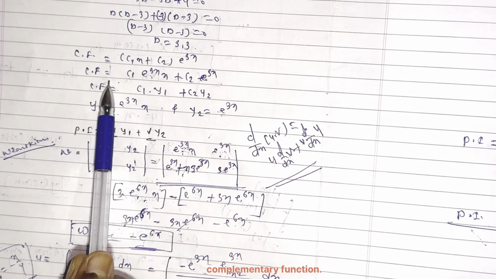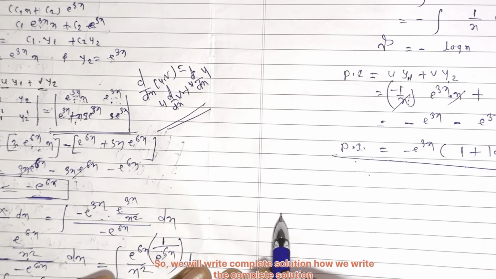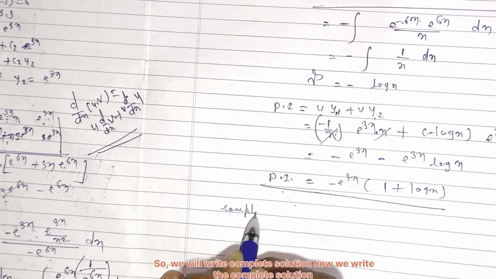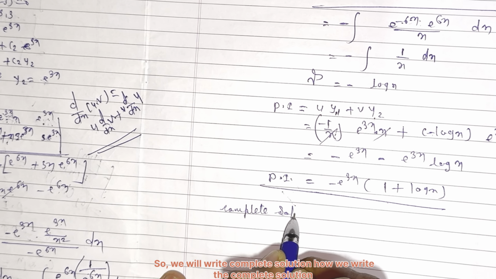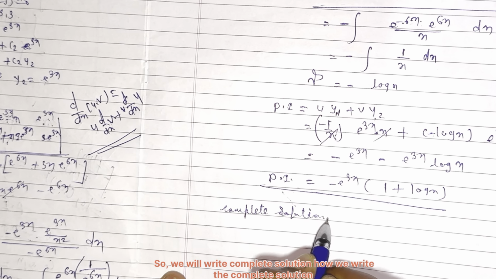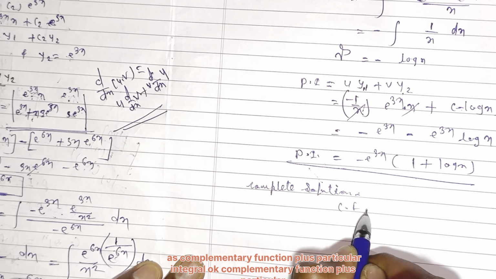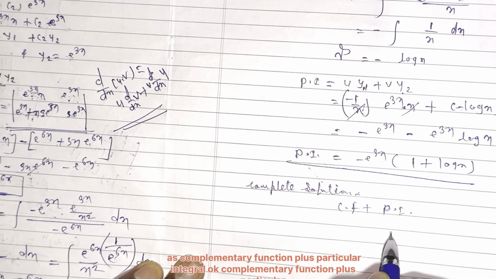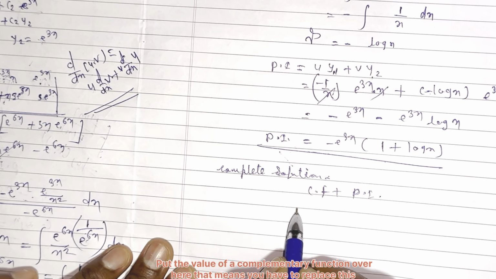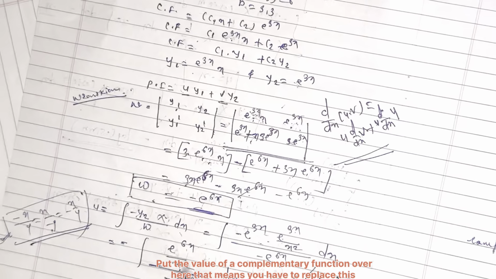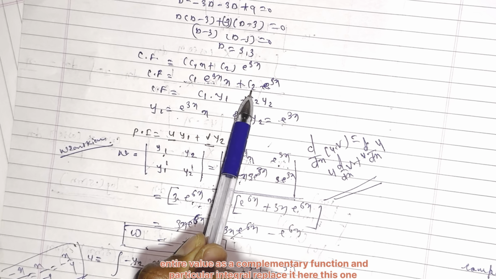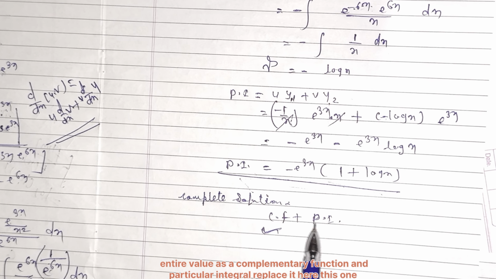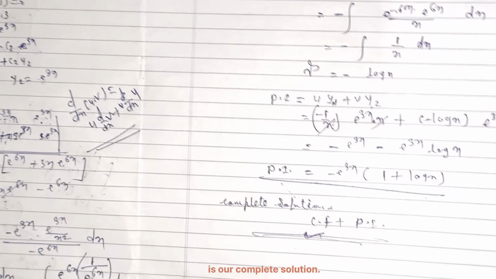Now we write the complete solution. The complete solution is the complementary function plus the particular integral. Put the value of the complementary function over here, replacing this entire value, and replace the particular integral here. This one is our complete solution.